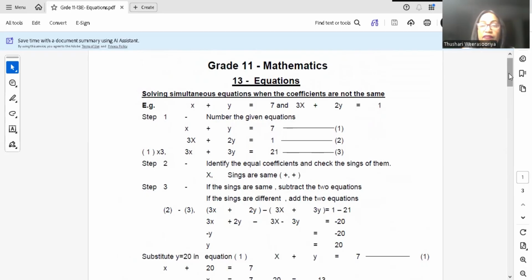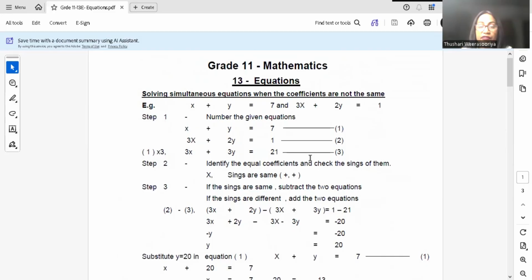Now, simultaneous equations you have done from grade 9 onwards. Grades 9, 10, now 11 also we are learning, right? See, actually, in smaller grades 9 and 10 you have learned only with whole number coefficients. Now look at this example: 3x plus 2y equals 1, 3x plus 3y equals 21, right?